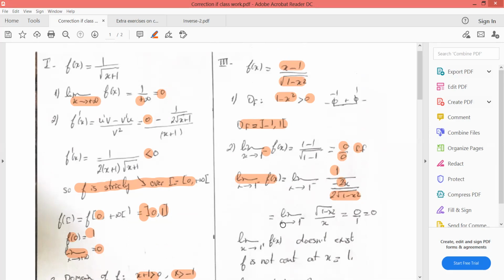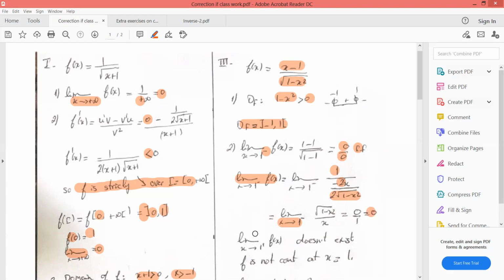So the limit as x tends to 1 minus: the minus and minus cancel, but there must be a minus here, minus radical, and the 2 goes with the 2. We have minus radical 1 minus x squared over x. We replace x by 1, we get 0.